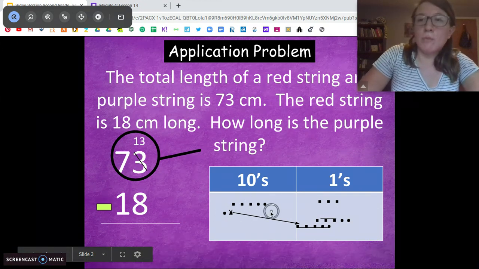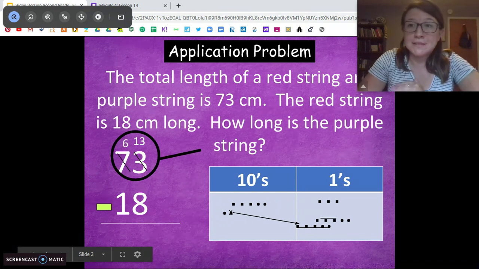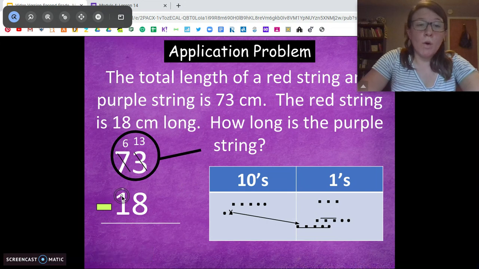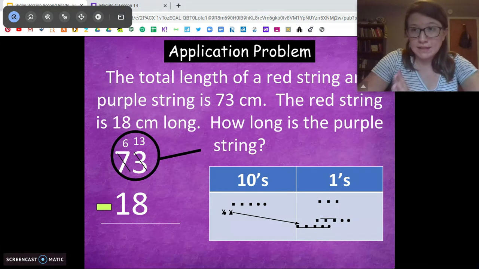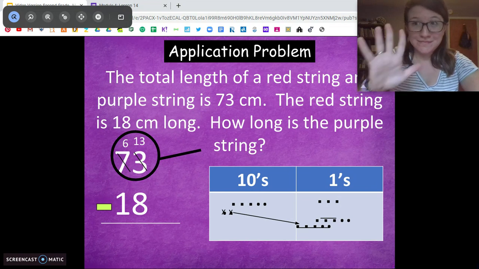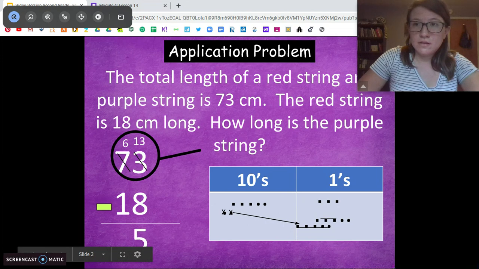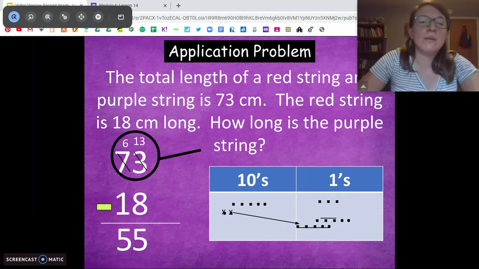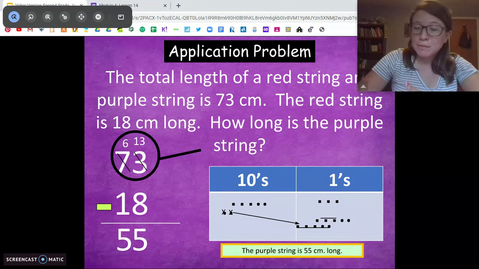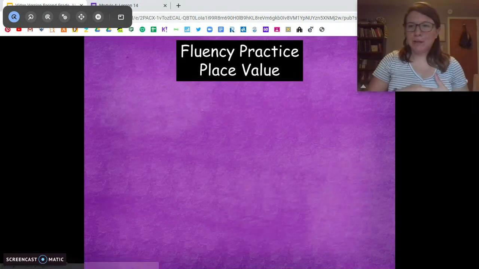Now, how many 10s do we have? We don't have 7 anymore. How many do we have? Excellent. We have 6. Then we're going to take 1 away from the 6, and then how many 10s do we have left? Good. So how many 1s do we have? 5 1s, 5 10s. So 73 minus 18 equals 55. So the purple string is 55 centimeters long. Excellent job. All right, you can put your paper to the side.